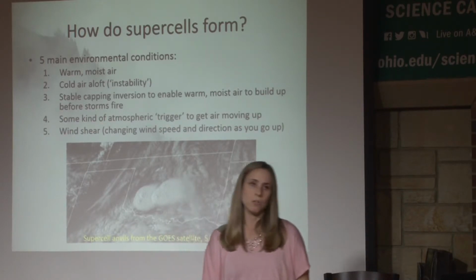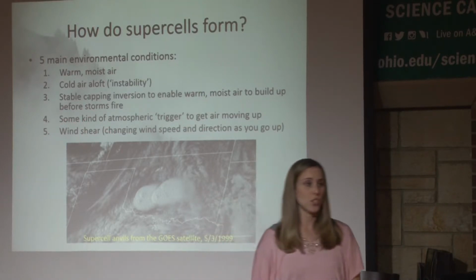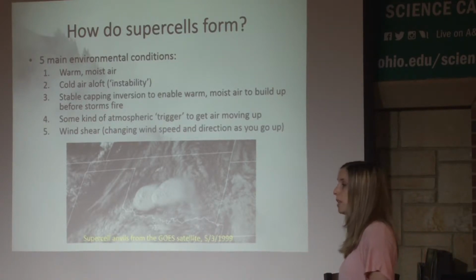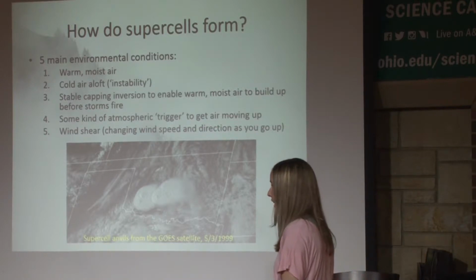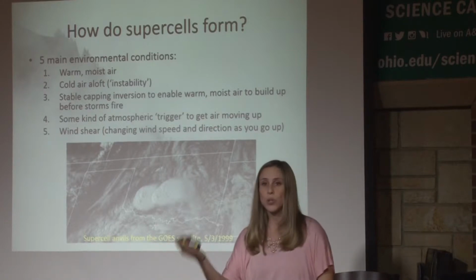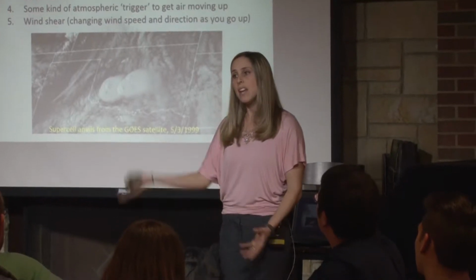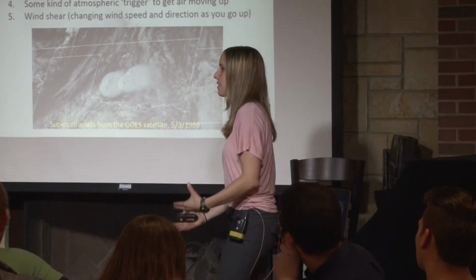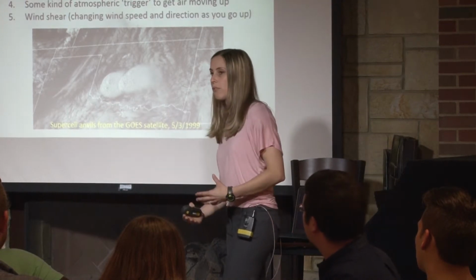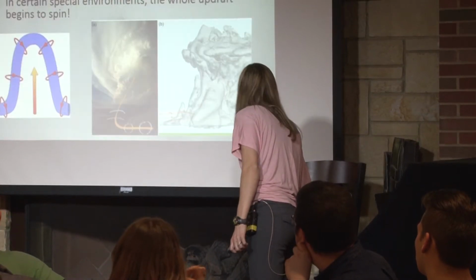And then most importantly for supercells to form, we need this wind shear. If you don't have wind shear, you are not going to get a supercell. And the wind shear is just a change in the wind speed and direction as you go up with height. So the winds at the surface might be out of the southeast at 10 miles per hour, and then as you go up 1.5 kilometers, they're out of the southwest at maybe 20 miles per hour. And then as you go up another 3 kilometers, they're out of the west at 50 or 60 miles per hour. Those kinds of conditions are going to be favorable for the formation of these rotating thunderstorms. So why exactly is that?